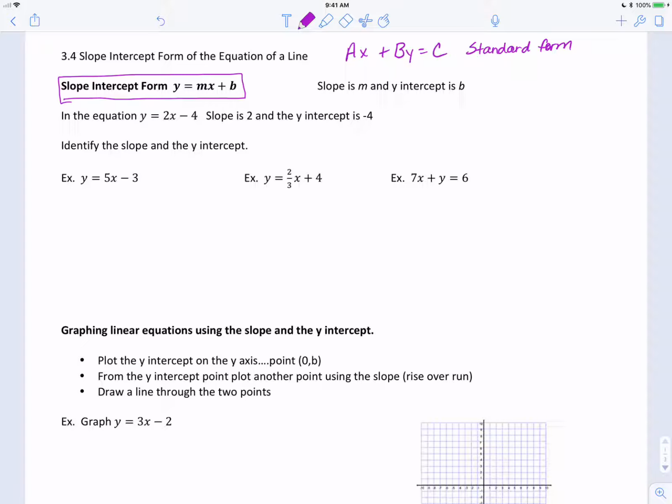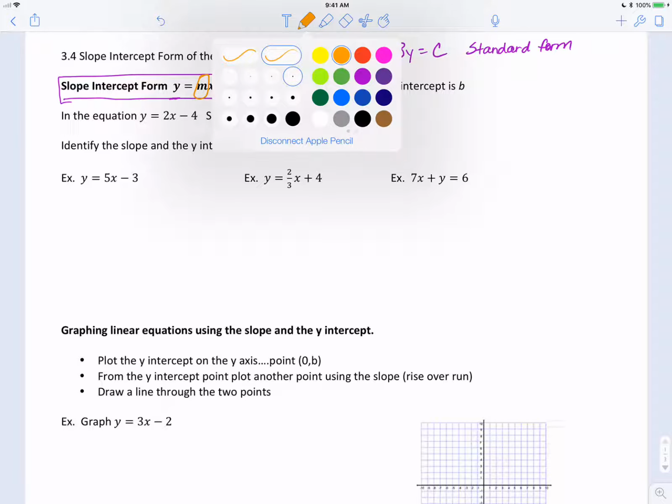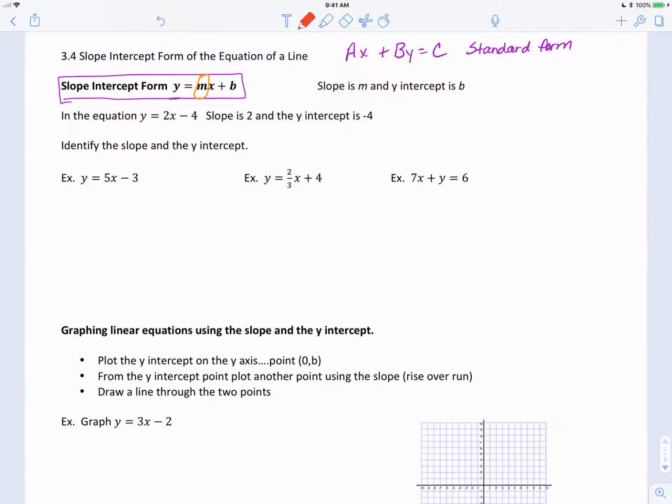Basically all you're doing is solving for y, making sure y is by itself, and mx plus b. Your slope, as we talked about before, is the m. If it's in y equals mx plus b, it's easy to tell what the slope is. It's always that m, the number in front of x. And the y-intercept, remember from when we found our intercepts, is the number at the end, plus b, and that's the point where it crosses the y-axis.